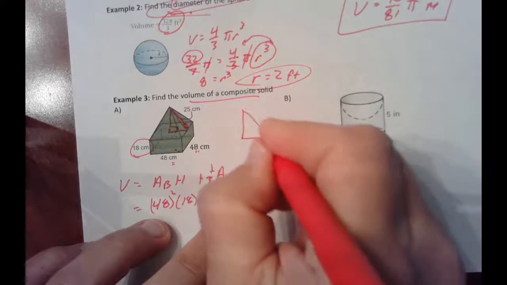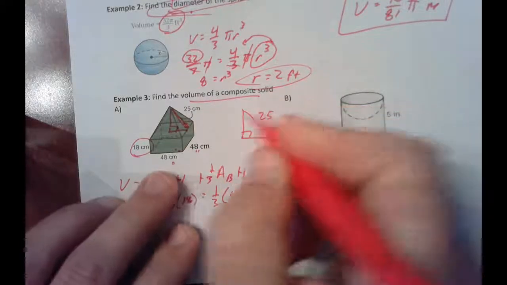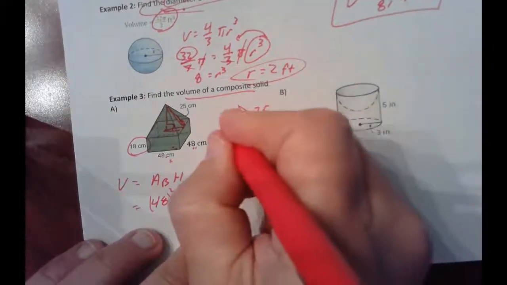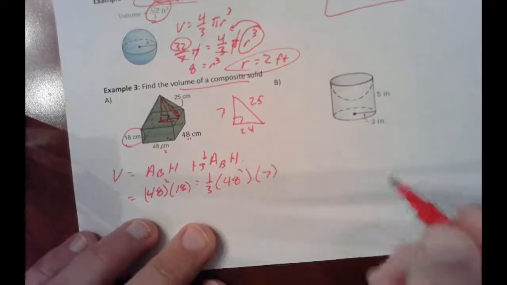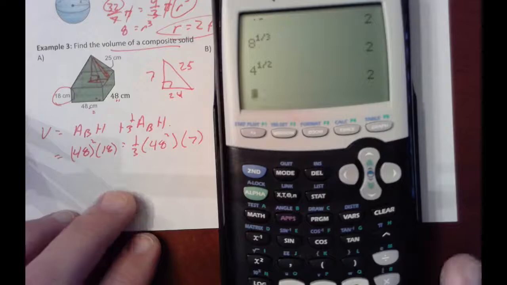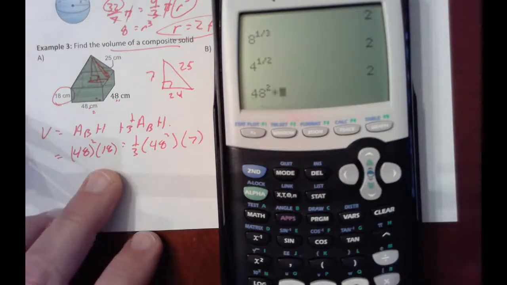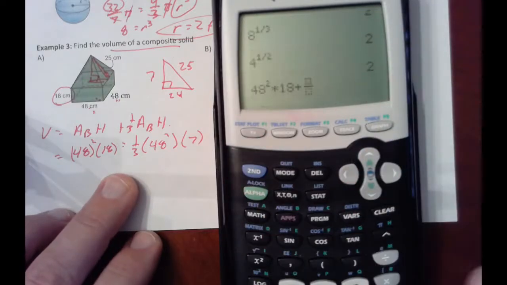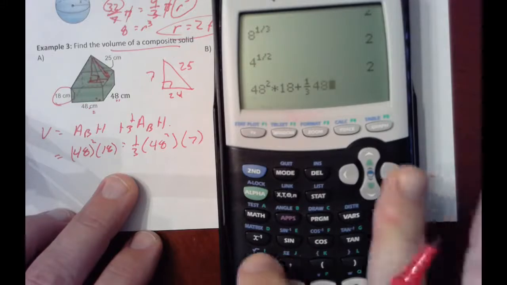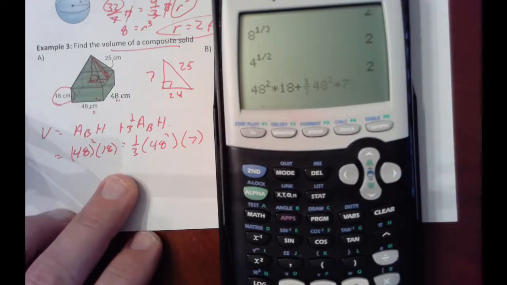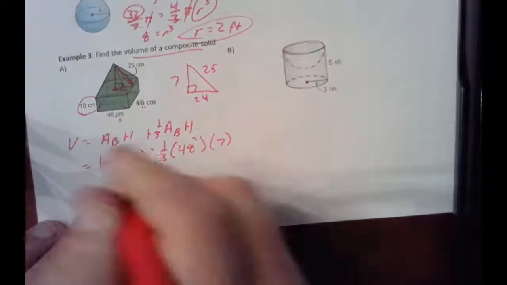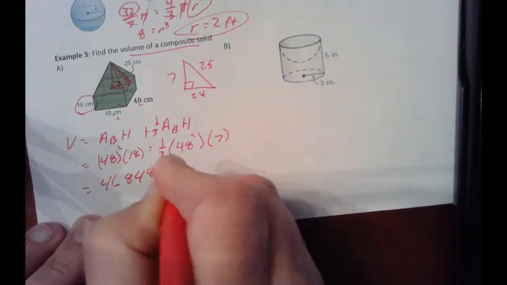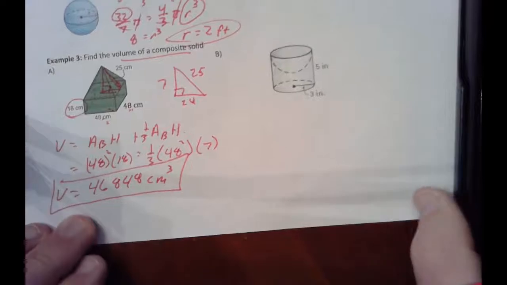So let's just draw a little representative triangle there. I've got my 25. If I'm going to go halfway across, that's 24. Aha! And again, you Pythagorean triple people, 7, 24, 25. You get that right away. Now this is going to be a typing problem. So I've got 48 squared times 18 plus, let's go with the fraction key so it looks nice, 1/3, 48 squared times 7, and you get 46,848 centimeters cubed. Let's throw the V back out in front and make it look nice and clean.